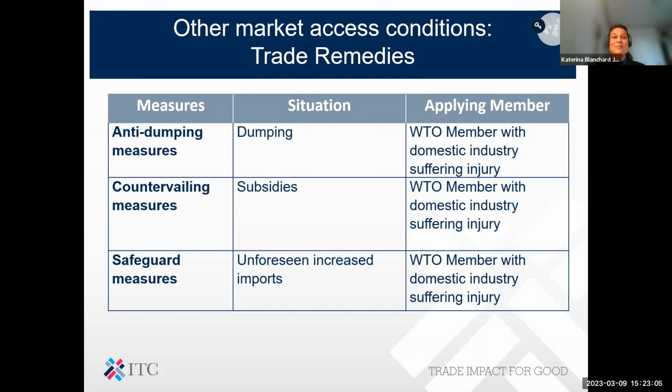We've all heard about the trade wars, for example. The trade remedies, a quick reminder, are the trade defense measures to protect domestic economies. For example, they are used to neutralize negative effects of subsidies. That would be the countervailing measures. They are used to fight the dumping prices of imports. That would be the anti-dumping measures. And they are used to fight against a sudden surge in imports. That would be the safeguard measures. Our database includes also this type of information.